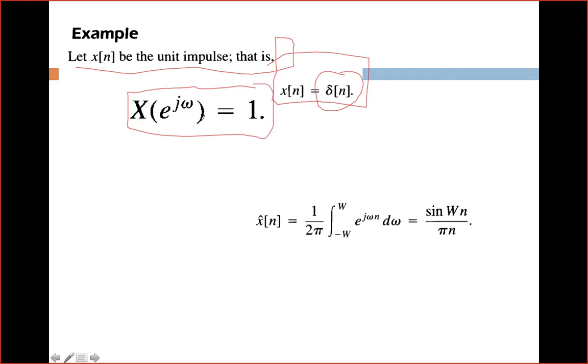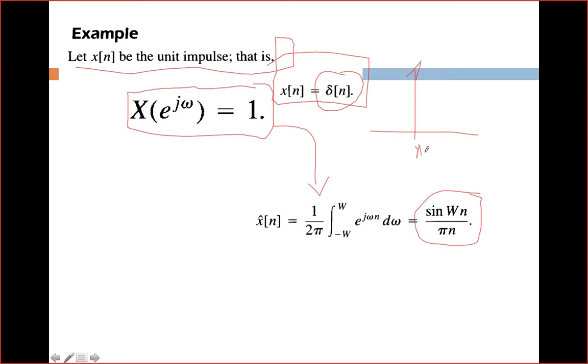Hence the DTFT, discrete time Fourier transform, of the given sequence is X of e power j omega is equal to 1. At the same time, if you try to find the inverse DTFT of X of e power j omega equal to 1, you will get a sinc function. In the sense, when you are dealing with an impulse, I might have told you that an impulse is defined over only one time instant, t is equal to 0 or n is equal to 0.